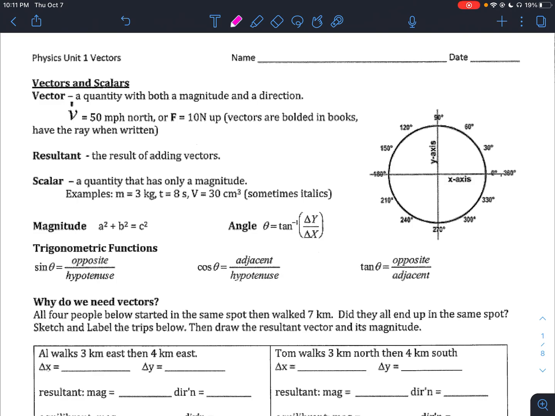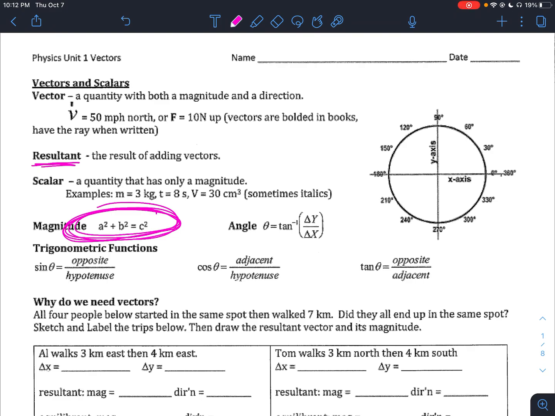So a couple things here in the notes. We define vector, we define scalar. Resultant, that's pretty obvious. When we have different vector quantities and we add them together, the result is the resultant. So pretty straightforward there. We will be utilizing the Pythagorean theorem, something you learned way back probably in geometry, a squared plus b squared equals c squared. So we're going to be dealing with triangles a lot.